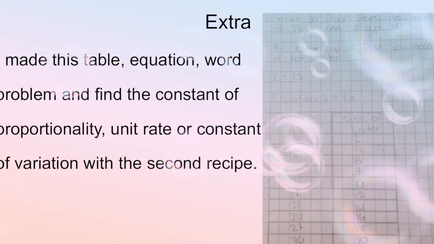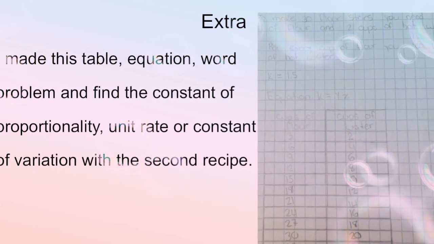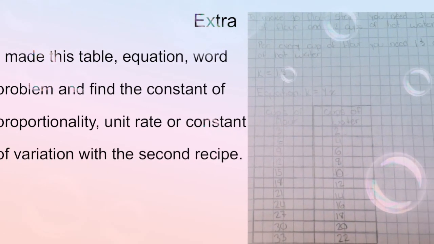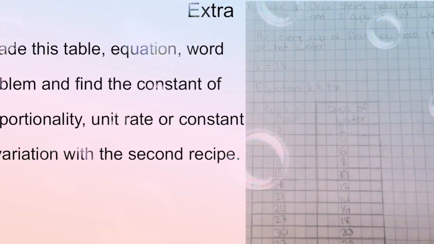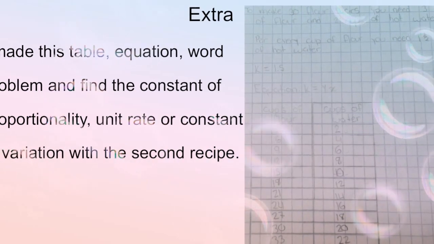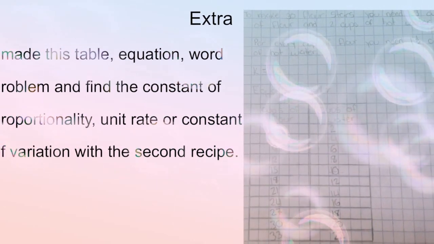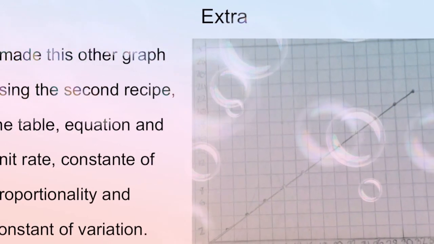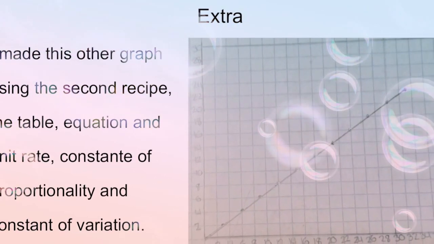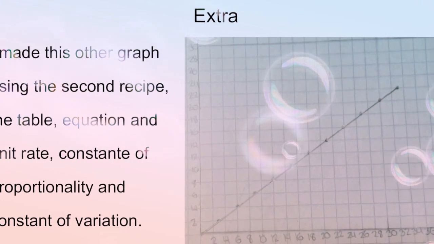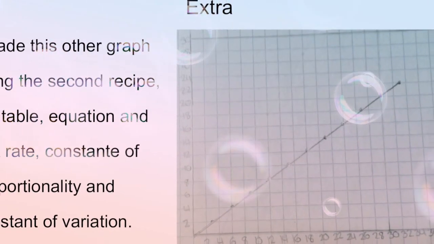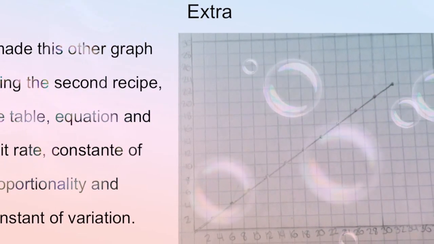Extra. I made this table, equation, word problem, and found the constant of proportionality, unit rate, or constant of variation with the second recipe. Extra. I made this other graph using the second recipe, the table, equation, and unit rate, constant of proportionality, and constant of variation.